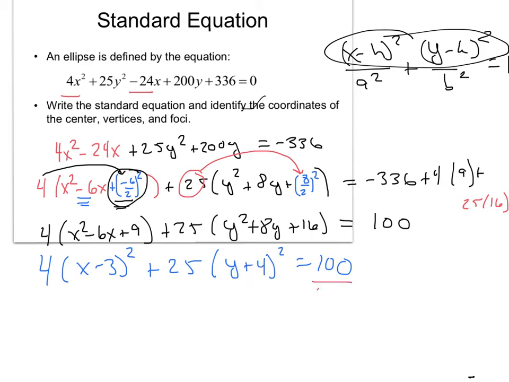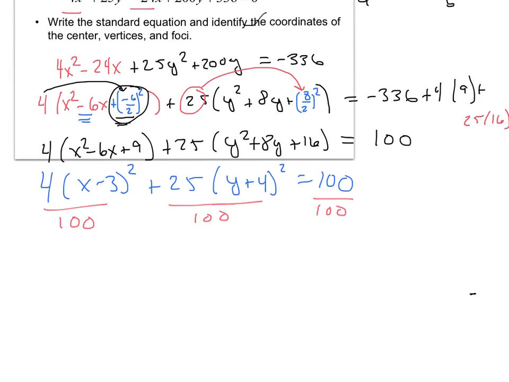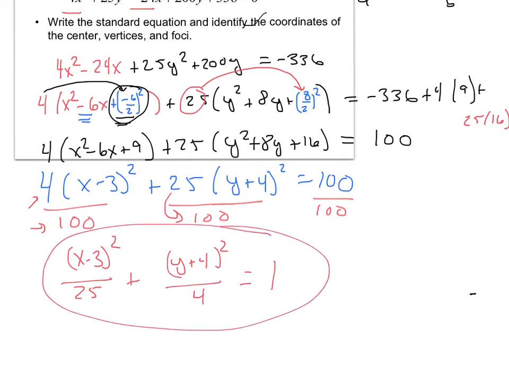Last but not least, I'm going to divide everything by 100, and this is a little more similar to the problems that we've done in this section so far. 4 goes into 100 25 times, so I'm left with 25 at the bottom, and 25 goes into 100 4 times, and here is our equation.